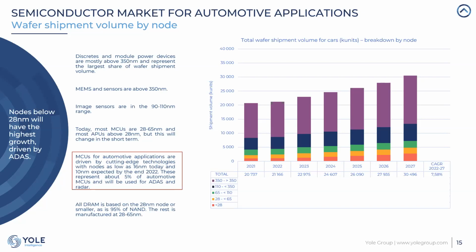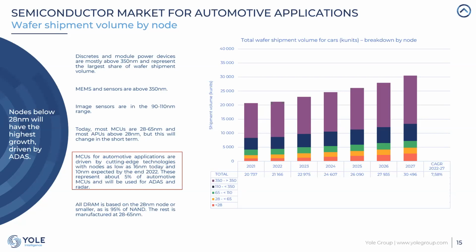It's interesting to see that for the small nodes below 28 nanometer, they will have the highest growth rate, and it will be driven by ADAS, and especially MCU for auto application, which are driven by cutting-edge technology with nodes as low as 16 nanometer and 10 nanometer expected by end 2022, which will also participate in the growth of the lower node wafer shipment. We have estimated that by 2027, this will represent about 5% of the automotive MCU that will be used for ADAS and radar.